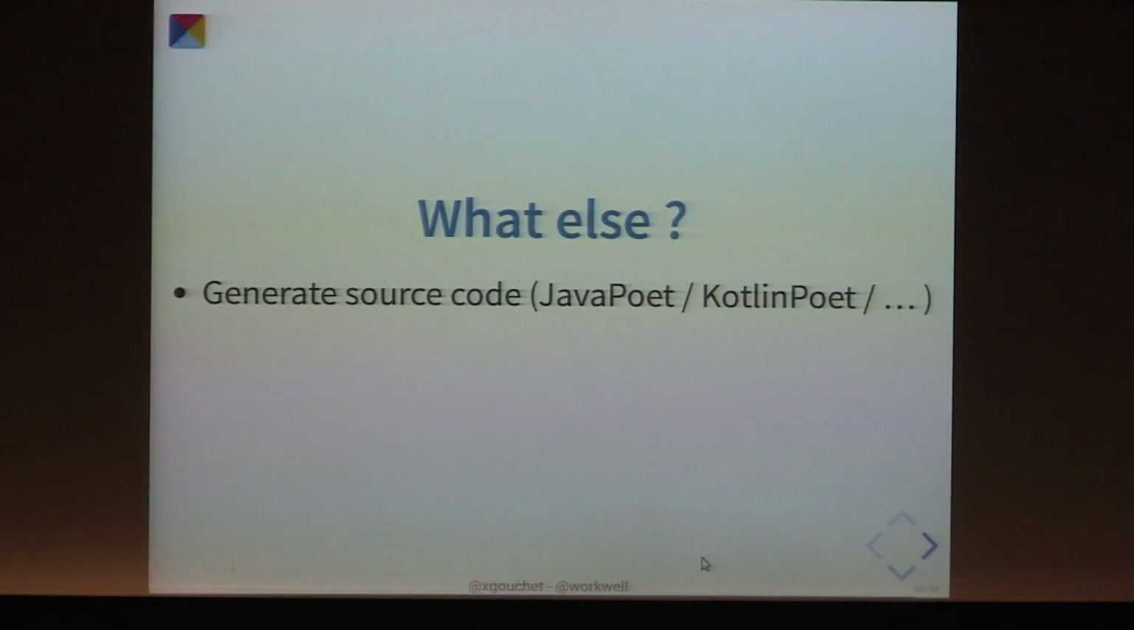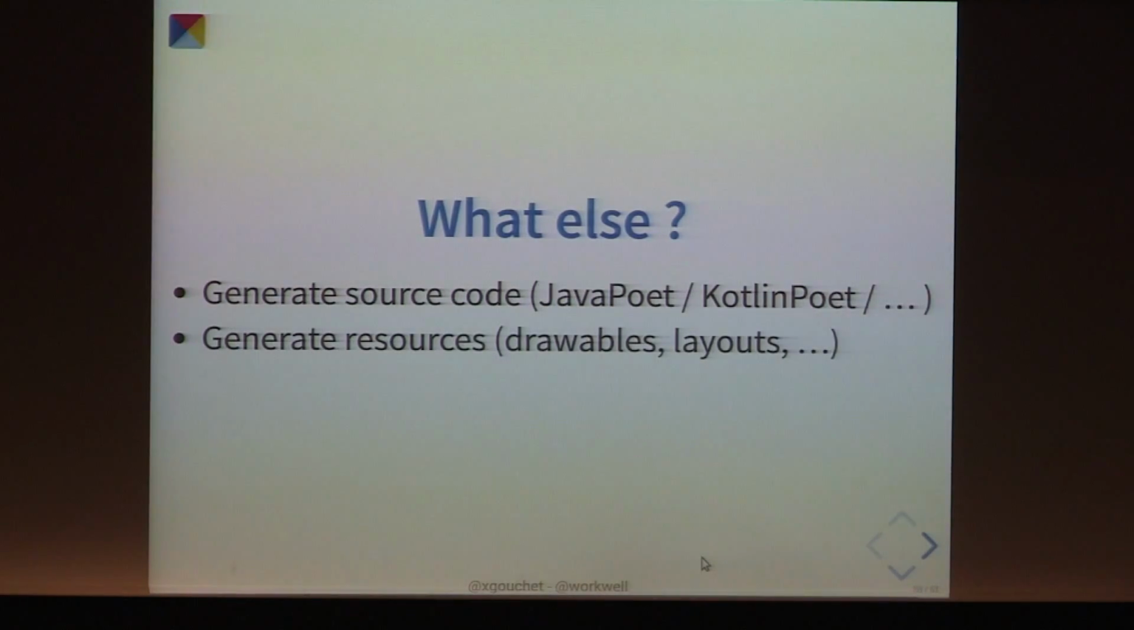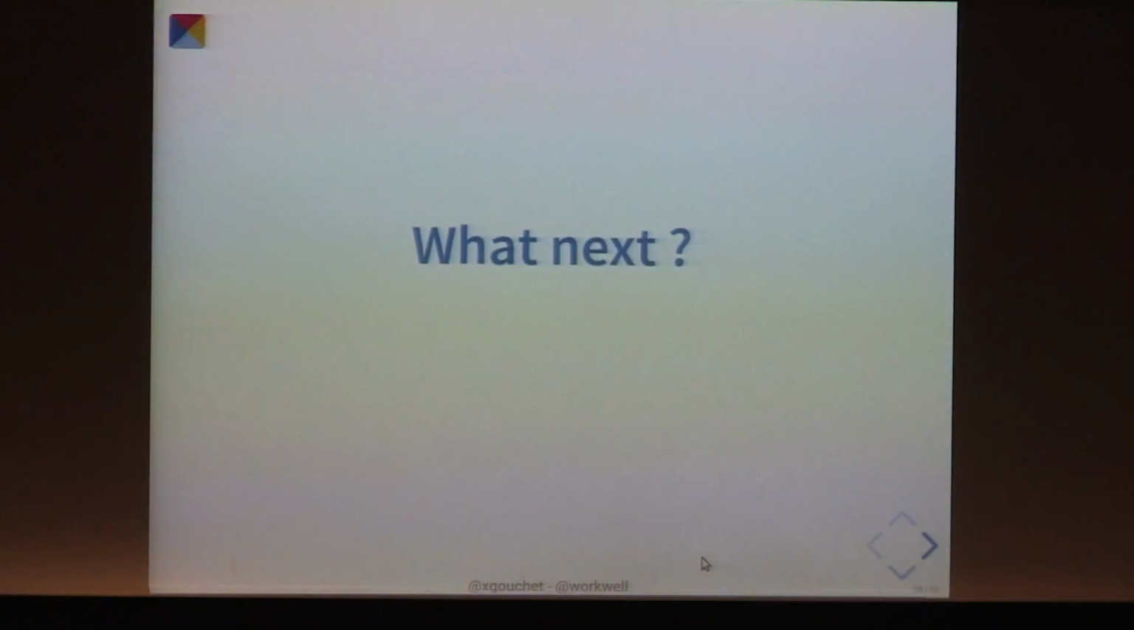So what else? Well, you can generate source code. If you don't know it already, you can take a look at the Java Poet or Kotlin Poet libraries, which are very, very nice to generate Java or Kotlin source files. It's fairly easy. So instead of just saying, okay, I'm writing text to a file, you can actually define more precisely what you want. You can generate resources, drawables, layouts, strings, as we saw. You can have custom lints, analysis, anything.